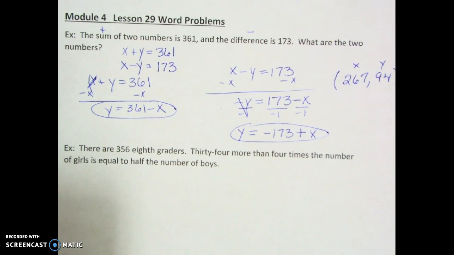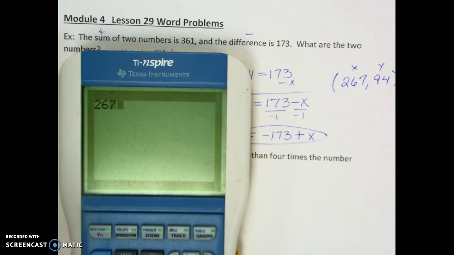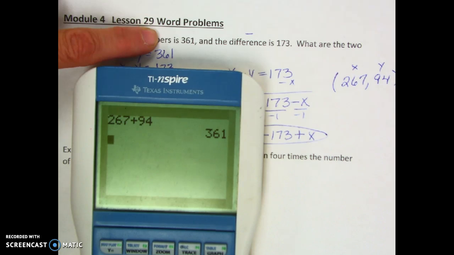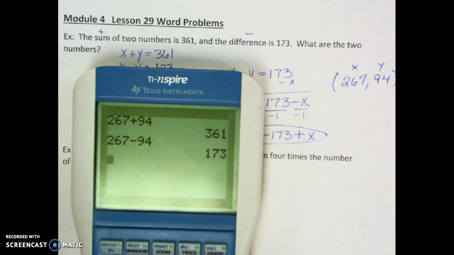All right, now we can double check our answers. If we add these two numbers, we should be adding up to 361, and it does. And if we subtract these two numbers, we should get our 173, and it does. So we can kind of double check ourselves to make sure we're doing the math right.